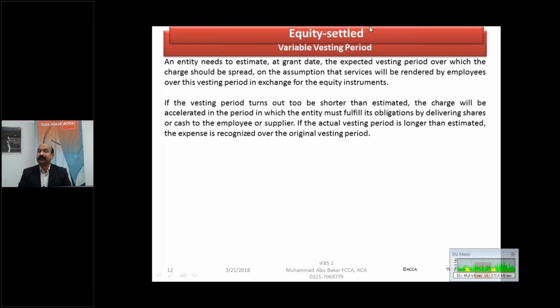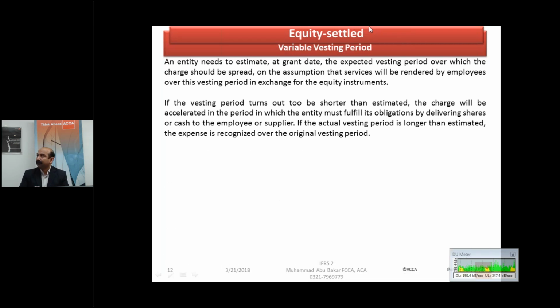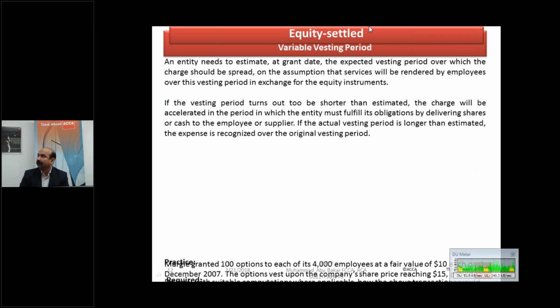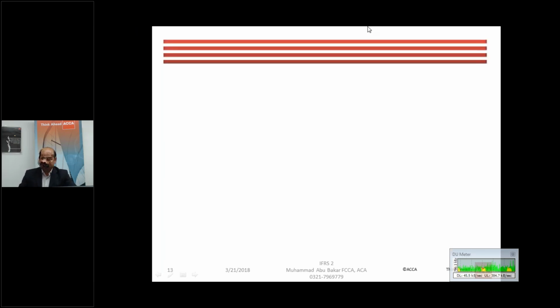But the vesting conditions could be such that your vesting period is variable. In that case, what will be the approach? See, an entity needs to estimate at grant date the expected vesting period over which the charge should be spread.